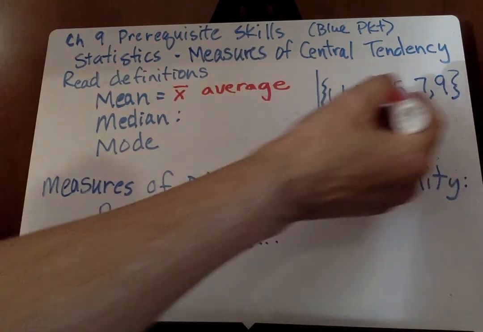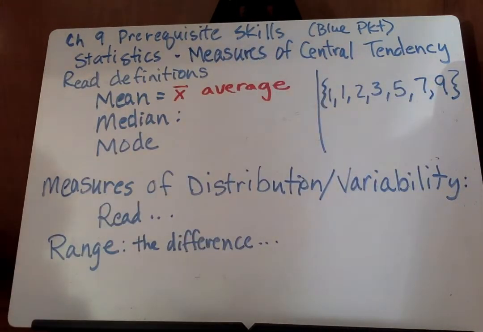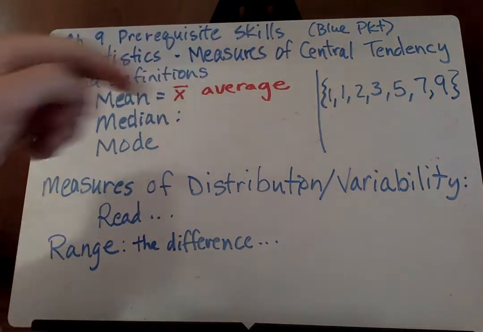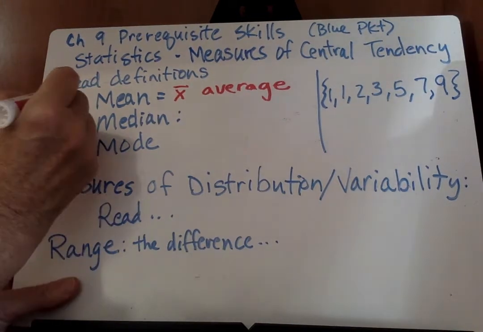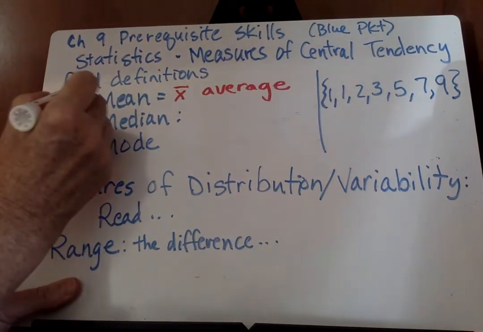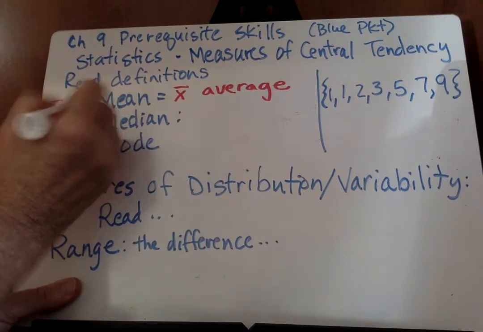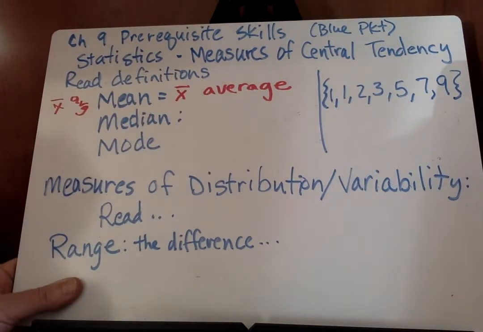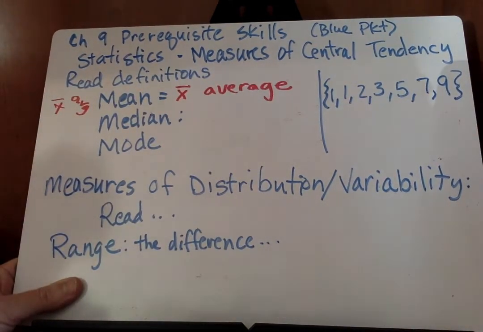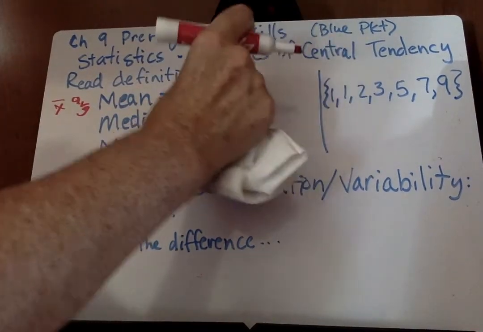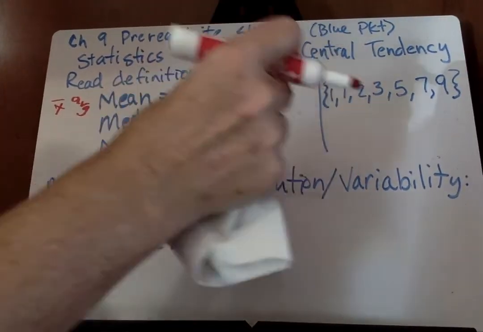I went ahead and did a sample set here. And mode is the value that occurs the most in the data. Okay, so for this set right here, actually I should put X bar here, the average, AVG. Hopefully you circled that okay on your paper.